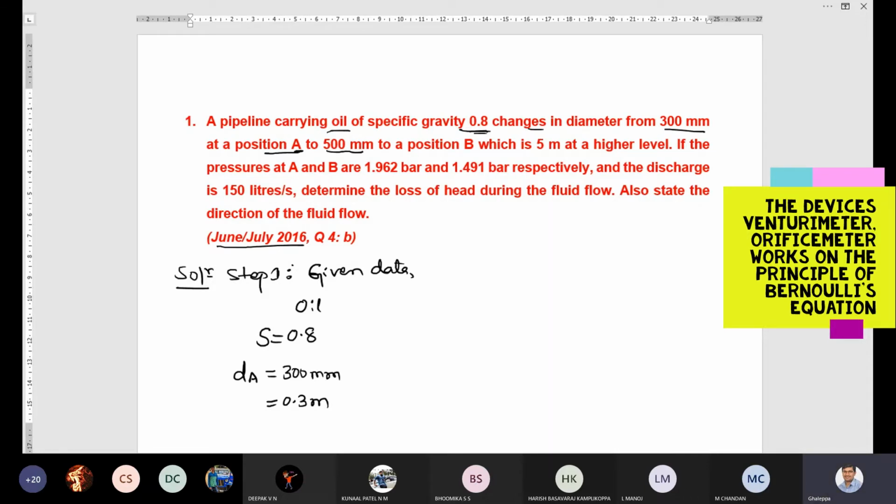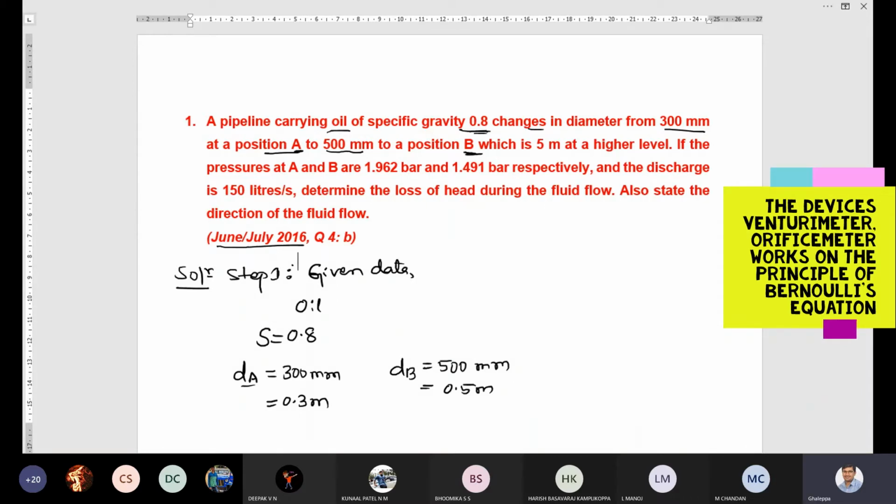To 500 mm at position B. What is the diameter at point B? It is 500 mm, which means the diameter at the outlet is more than the diameter at the inlet. So it is 0.5 meter. It means it is not a uniform cross-sectional pipe. It is non-uniform because the diameters at both ends are different.